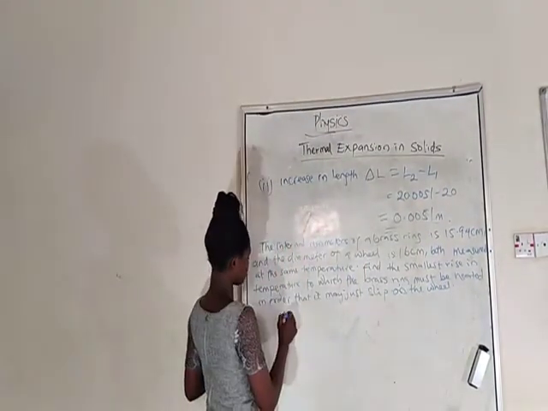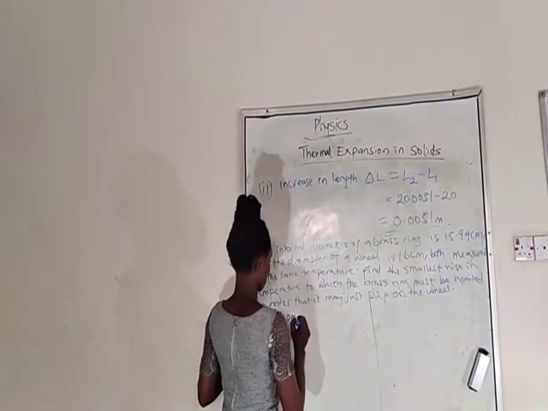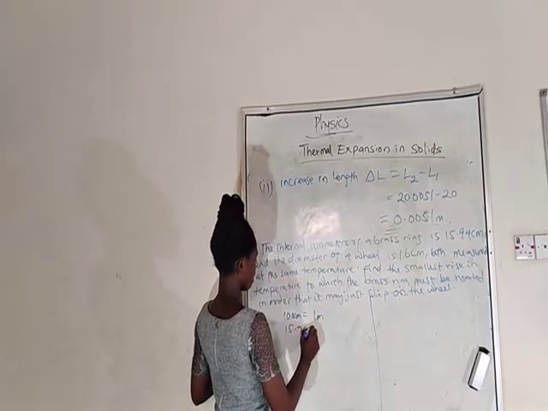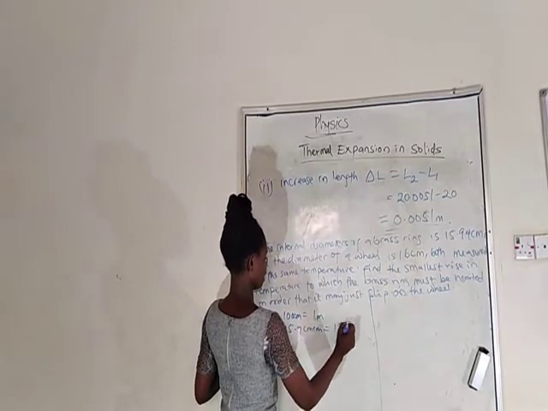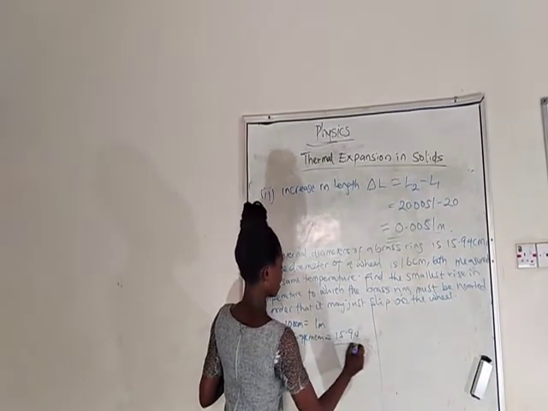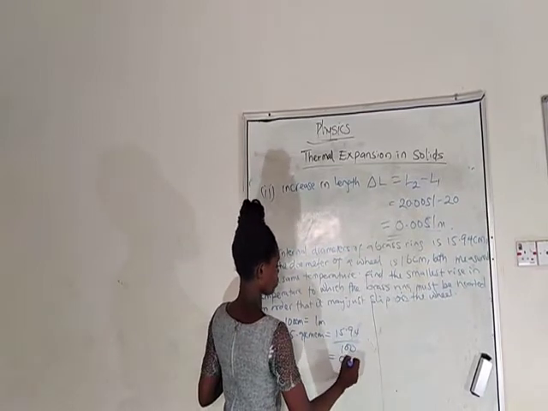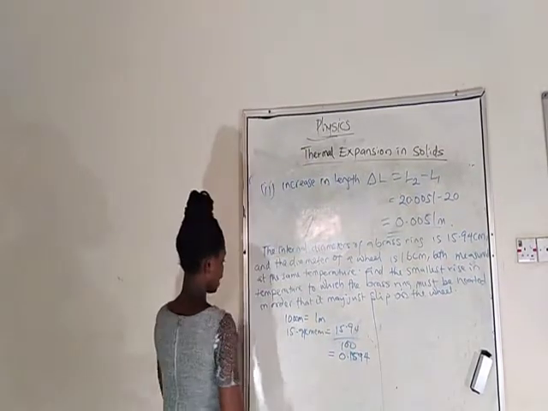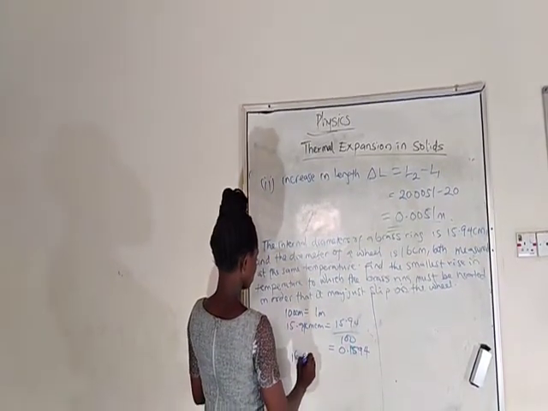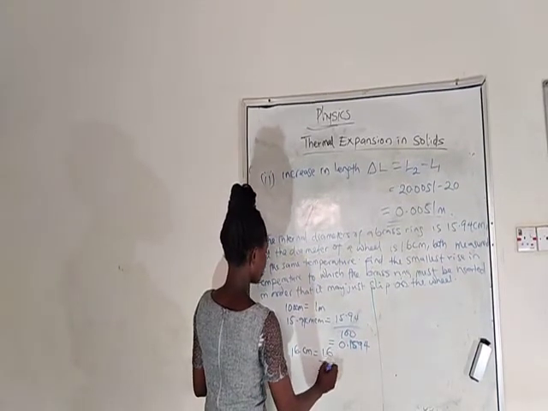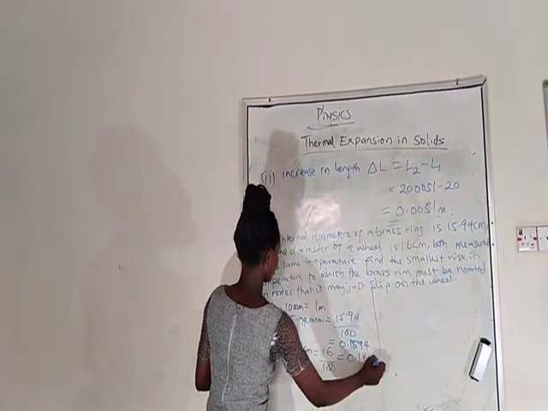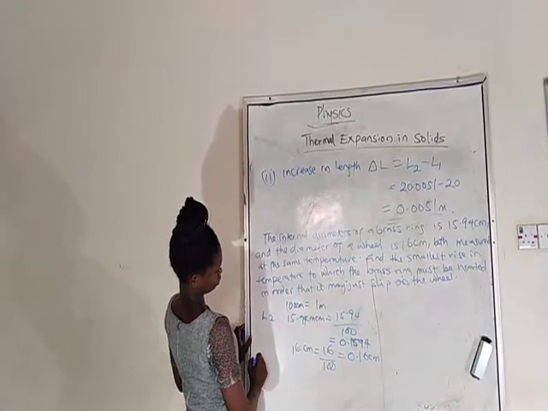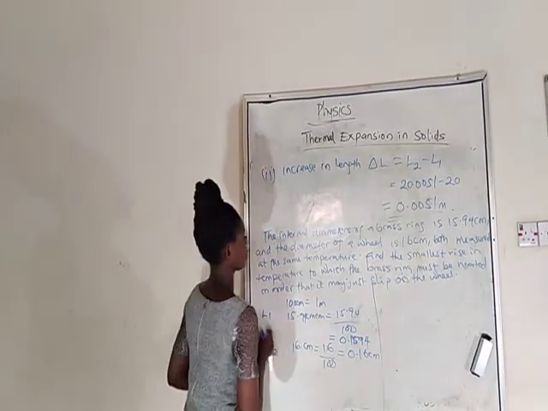So if 100 centimeters equal 1 meter, your 15.94 cm is going to be what? 15.94 divided by 100, which will give us 0.1594. And again, your 16 centimeters will give you 16 over 100, which will give us 0.16 meters. Take note that this is your L1, and this is your L2.